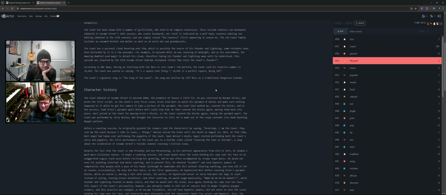Count von Count here are two sentences. Oh, go ahead, hit me. Two sentences I never thought I would read. The Count drives a special car, the Countmobile, which is designed to look like a bat. So he's got a Batmobile. And then the very next sentence, the Count has been shown with a number of girlfriends who tend to be vampire countesses. What a flirt. These include Countess von Backwards, who counts backwards, Countess Darling von Darling, and one simply called the Countess. And he's got an Uncle Uno. This is wonderful. I did not know all this Count von Count lore.